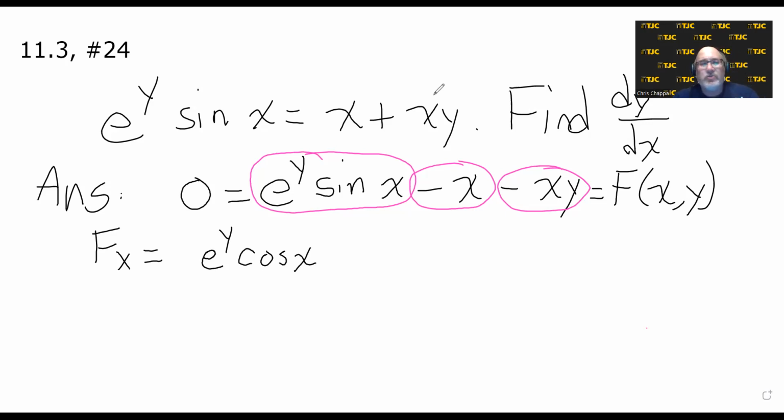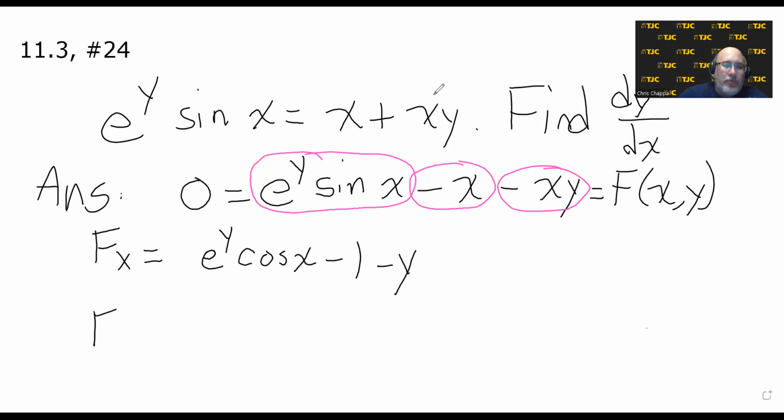And then the second term, circled in pink, its derivative with respect to x is just -1. But the third one, we're treating the y like a constant. So this is like a negative constant times x, and its derivative would just be the negative of that constant. So the partial derivative there would be -y.